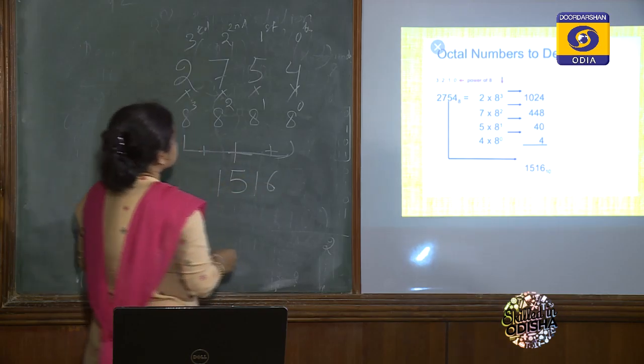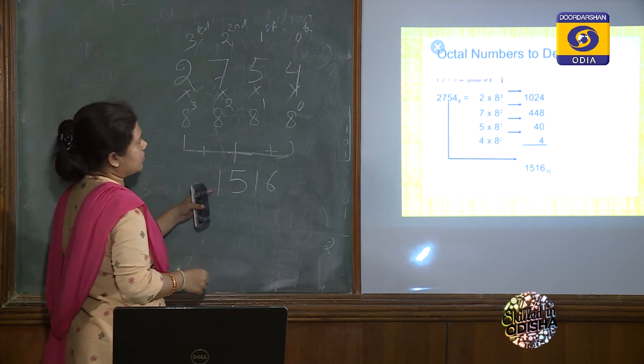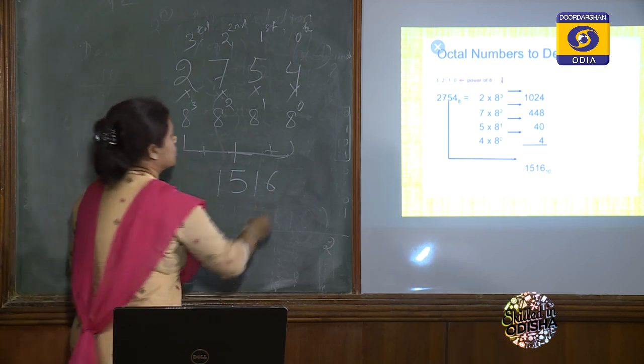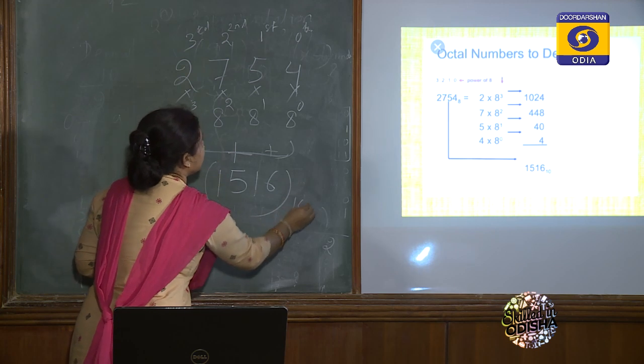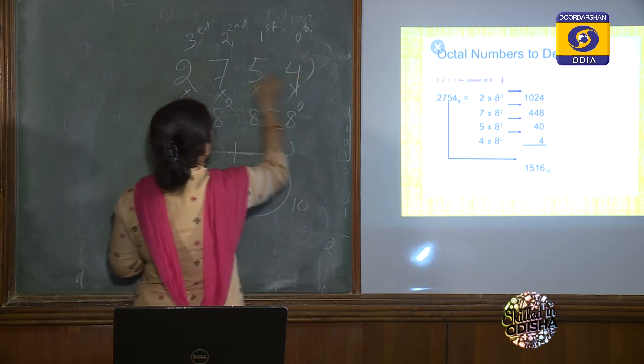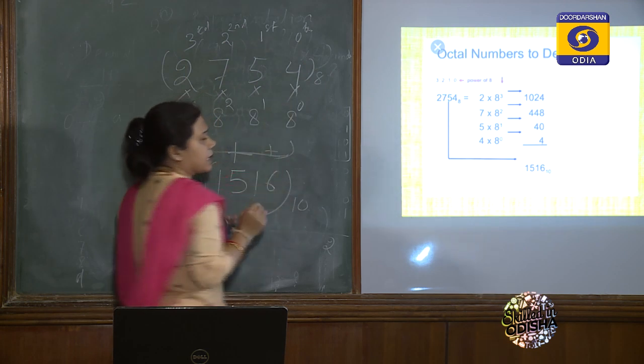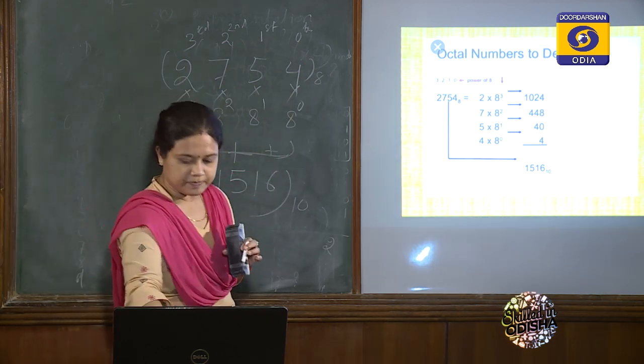So this is the octal to decimal conversion. Here the base will be 10, and as this is the octal number, here the base will be 8. So this is just the reverse.